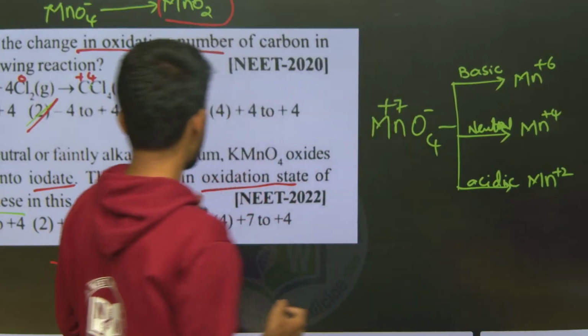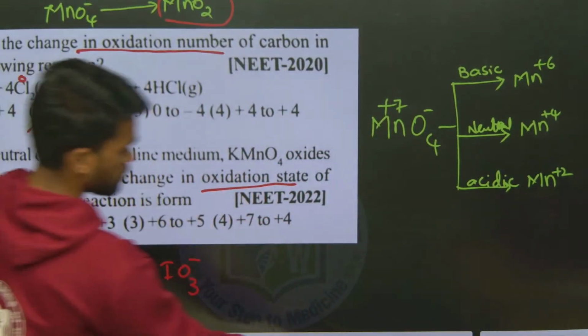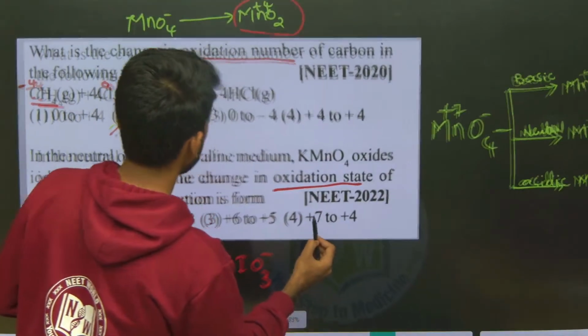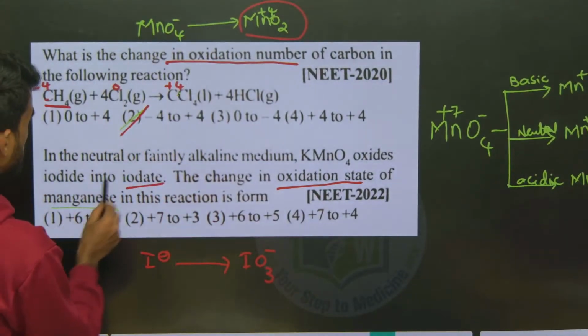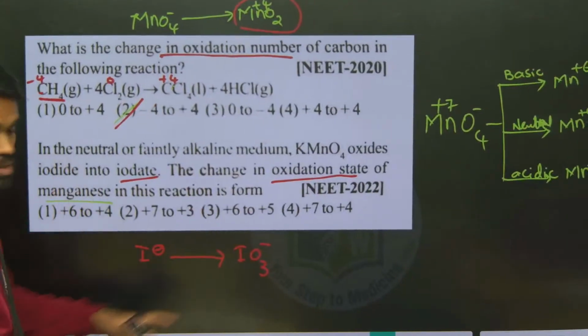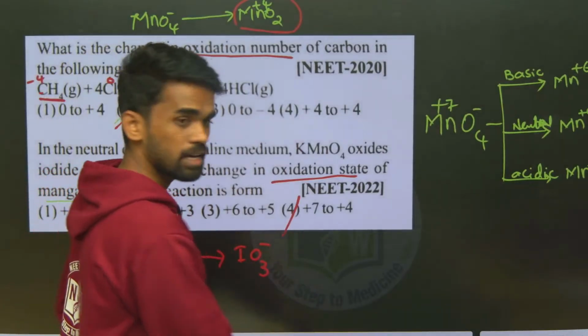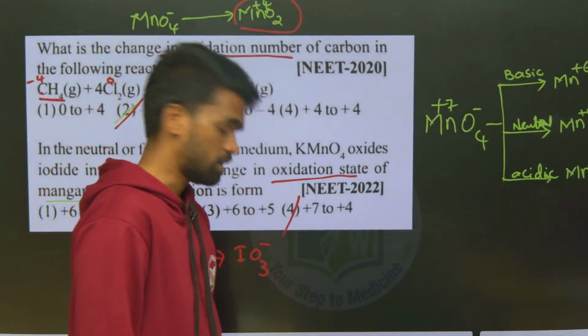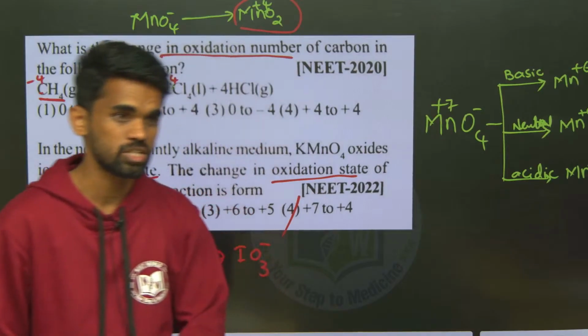So it is what? Fourth option. Plus 7 to plus 4, because they are asking in neutral or slightly alkaline medium. So fourth. Okay, clear now? Any confusions or any doubts? If no doubts, we will wind up this session.